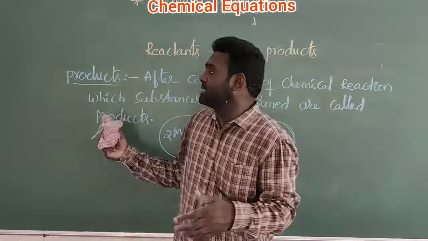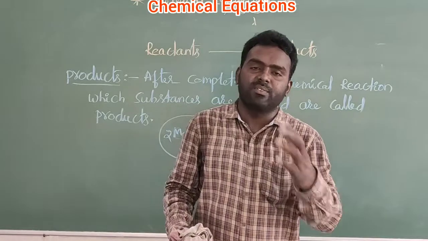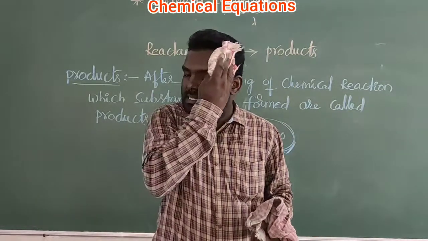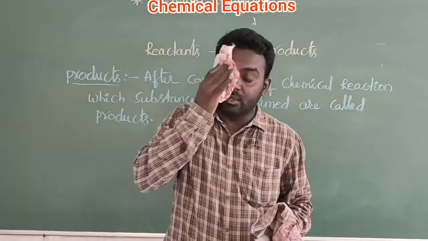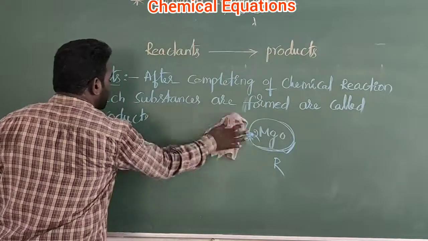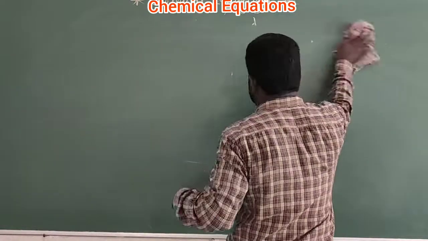So, reactants and products: if you take any chemical reaction, it always contains two important terms. One is called the reactants, and the other is called the products. Here I am writing some word equations based on the previous activities.